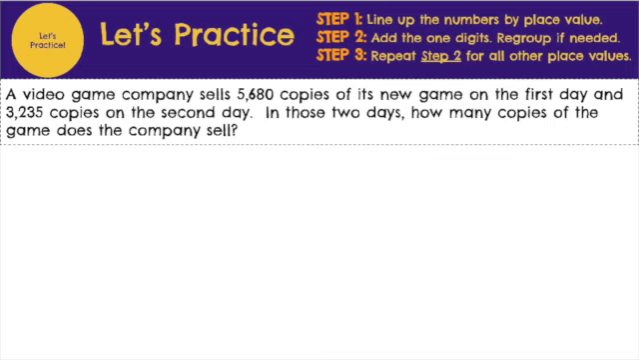Well, first thing I'm going to do is I'm going to decide what two numbers I'm going to add together. As I can see from my problem, I'm going to add 5,680 and 3,235. So, like I remember from my last video, it's super important that I do what? That's right, line up the place values. So, I'm going to write 5,680, and right below that, I'm going to line up 3,235, making sure all the place values match.